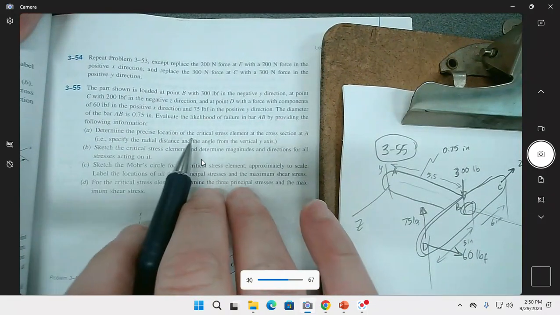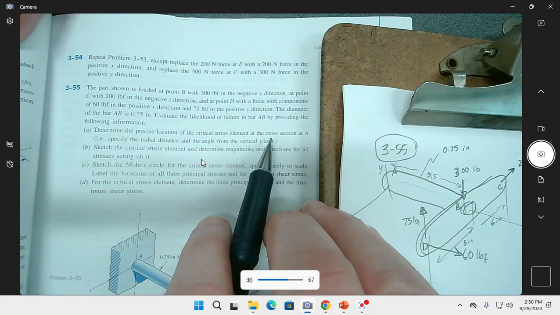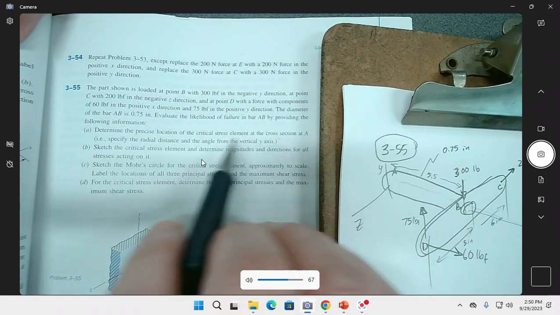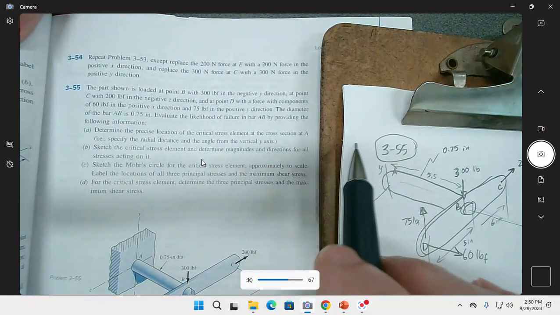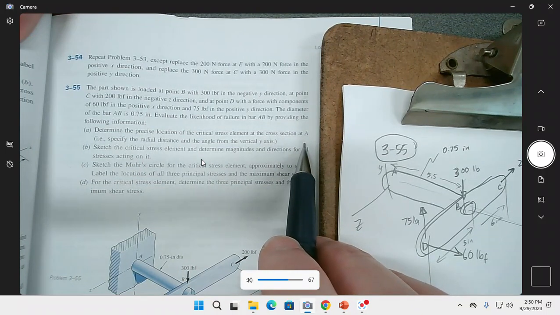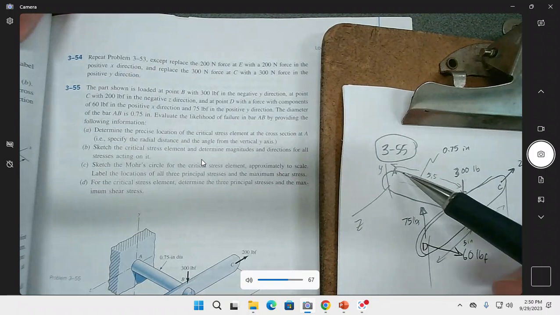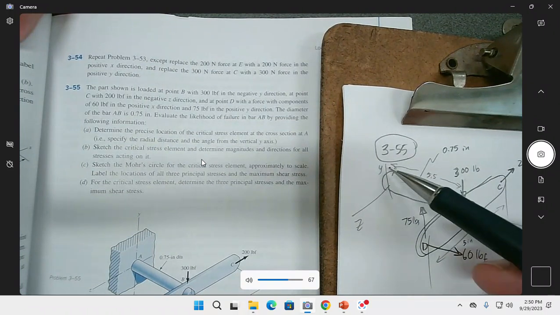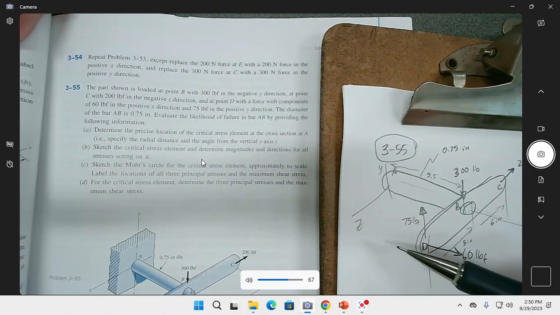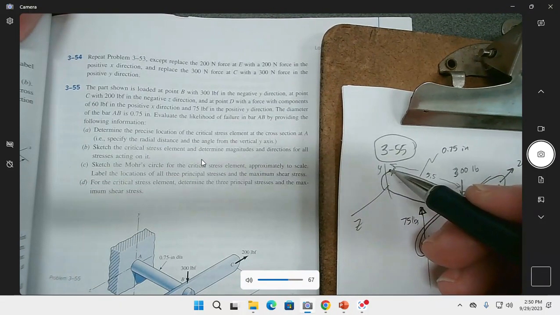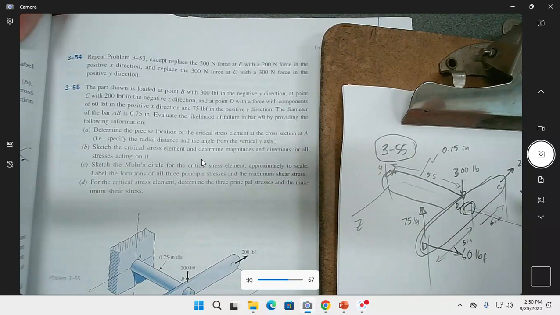Determine the precise location of the critical stress element at the section at A. Okay, so in this case, they're not talking about a particular element. They're talking about the critical one. So it could be anywhere around this section. So because of that, let's go ahead and pick the one that's on top. Just call it that.